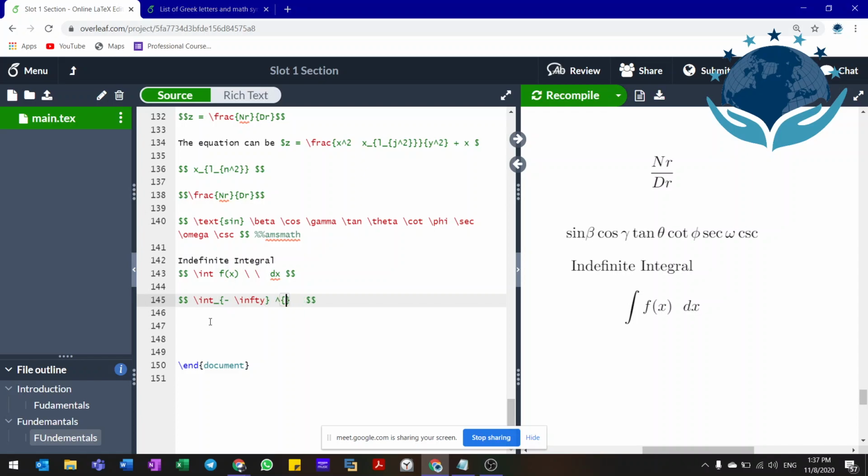Here I am using a block of code. The reason I use this block is that if I don't use it, the minus alone will be considered as the lower limit, and it should not be the case. I have to include the whole minus infinity, so the entire structure I have to give.